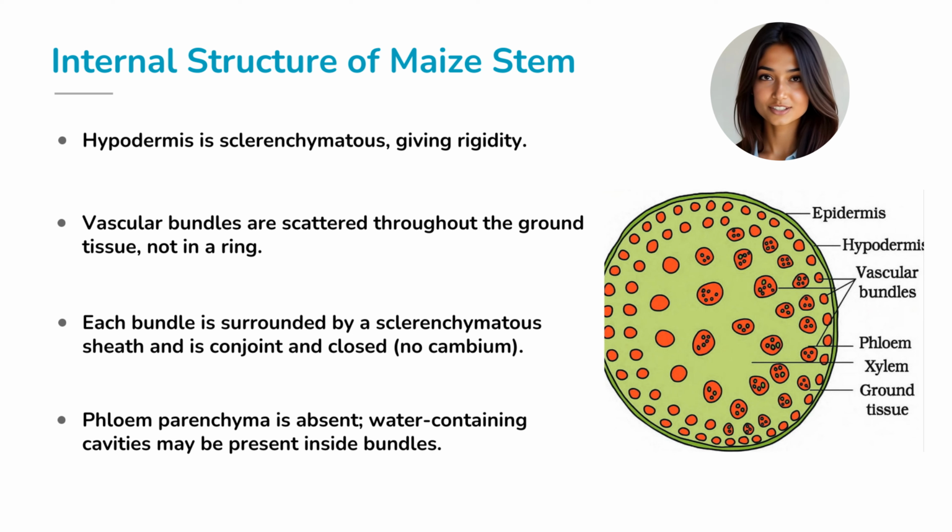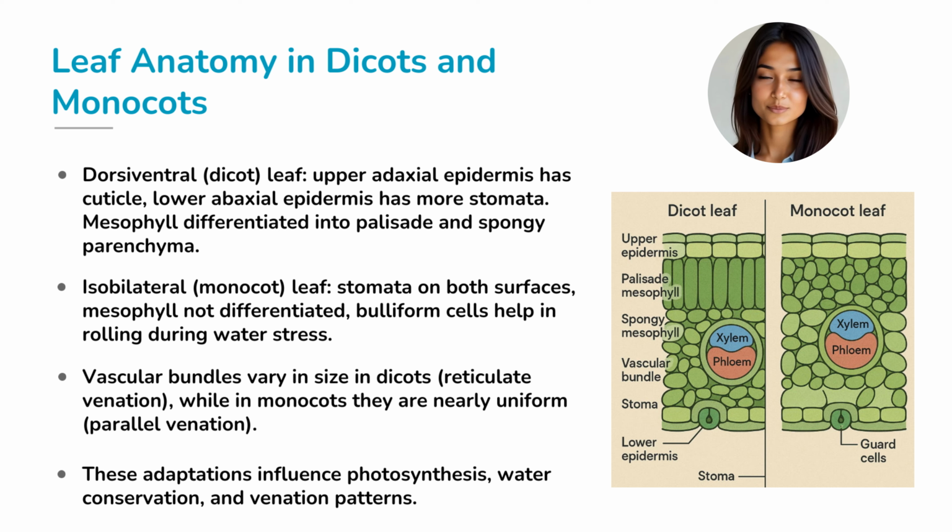This unique design supports rapid vertical growth of grasses without woody thickening. Look carefully at this maize stem cross-section. Scattered bundles make it distinct from the dicot stem. Let's now look at leaves. In dicots, leaves are dorsiventral, meaning the upper and lower surfaces are different.